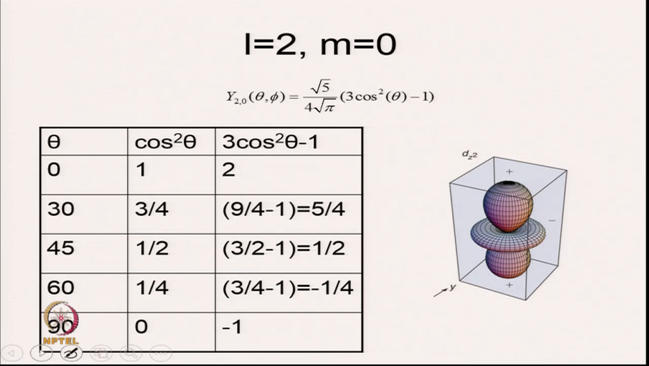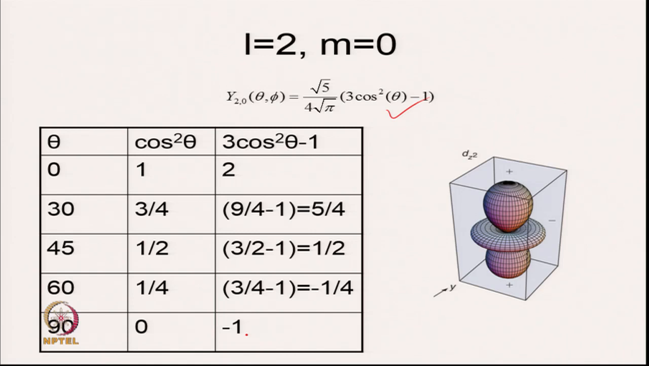Similarly, for L is equal to 2 and M is equal to 0, your spherical harmonics will depend on 3 cos square theta minus 1. I have calculated the value of cos square theta for a given value of theta, and then we calculated 3 cos square theta minus 1.